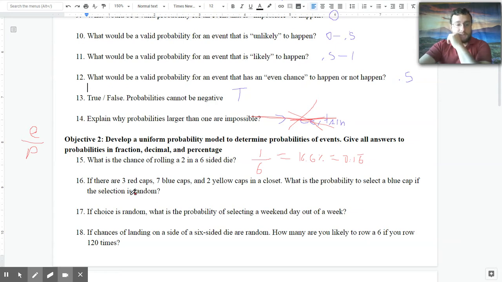The next one is there's 3 red caps, 7 blue caps, and 2 yellow caps in a closet. What is the probability of getting a blue cap if selecting at random? So again, I need a total number of possibilities. So I need to add a total. So 3 plus 7 is 10, plus 2 is 12. But I only want the blue caps, and that's 7 of those. So the chance of that would be 7 out of 12. And again, you can put that in the calculator to try to figure out what that percentage actually is.